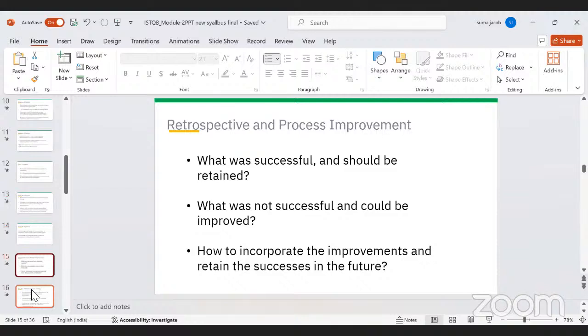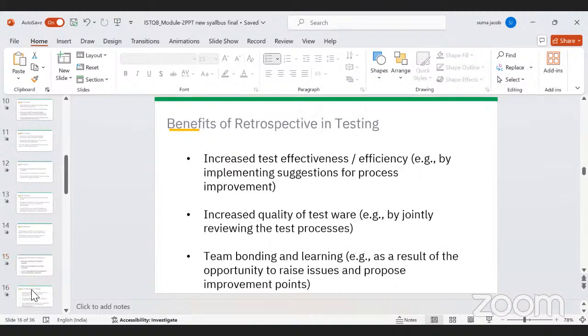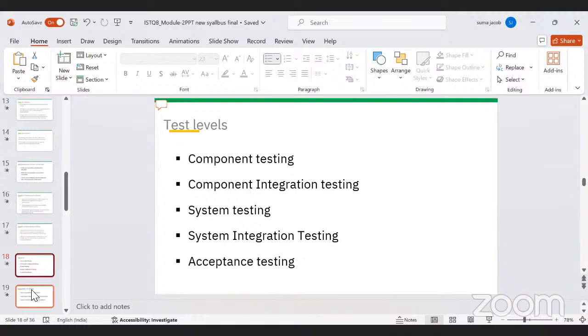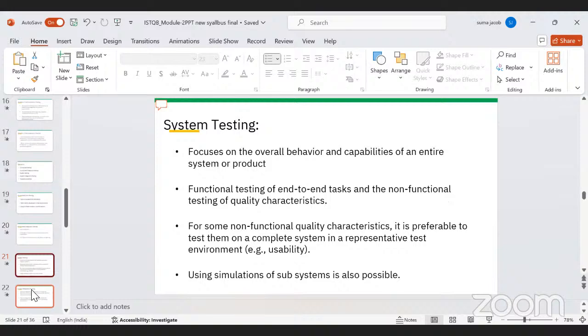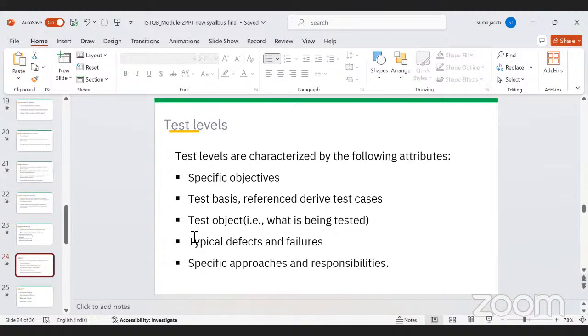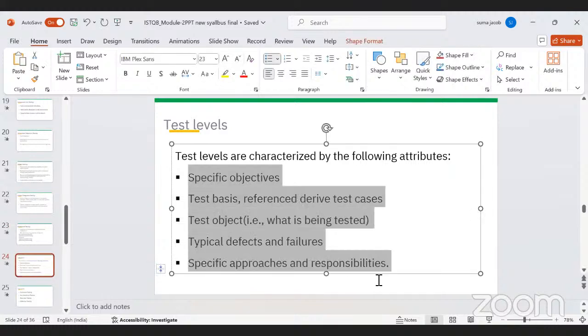And next is retrospective and process improvement, how a retrospective can improve the whole process that has happened in a particular piece of work, that could be an iteration or a release, and the benefits associated with the retrospective. And then we have the test levels: component, component integration, system, system integration, and finally acceptance testing and its different forms, and the different attributes or characteristics of each and every test level.